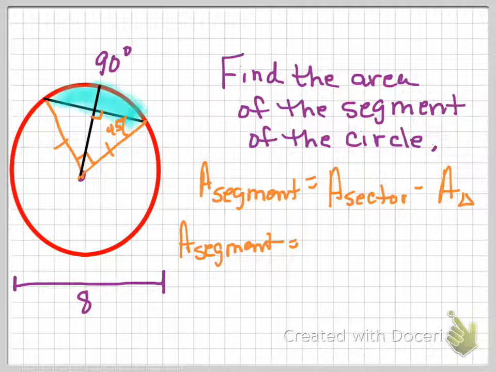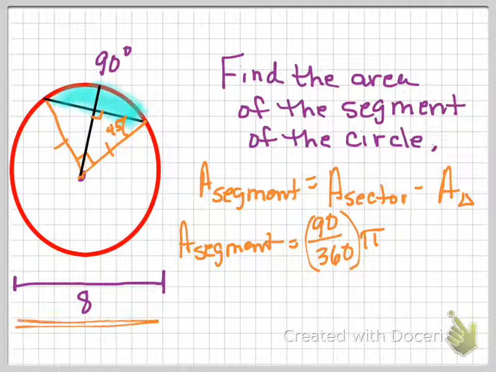All right, the area of my sector. The sector is 90 over 360 times pi r squared. What's r? See down here it says that my diameter is 8, so r is 4. So that is 4 squared, which is 16. All right, so I've got that.